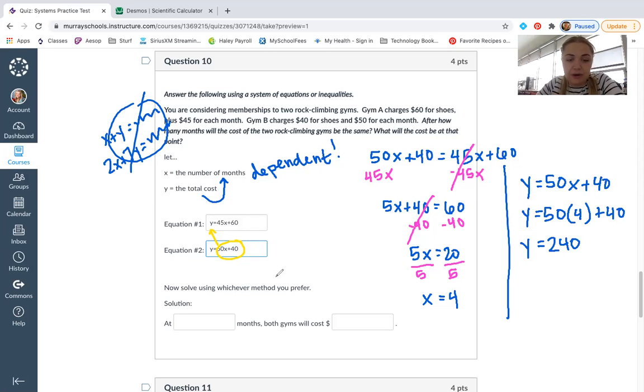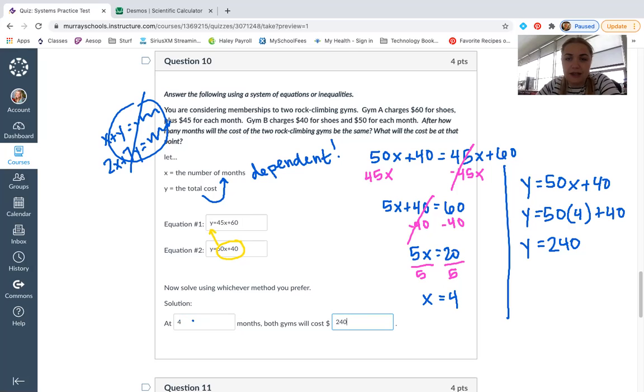Okay, so this is 240 is the total cost. 4 is the number of months. So we would say at, oh, I gotta switch that to the mouse. At 4 months, both gyms will cost $240. This is all the work that I will have you upload on problem number 12. You'll see that in just a second.